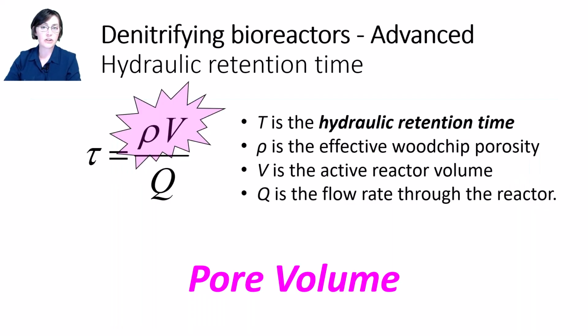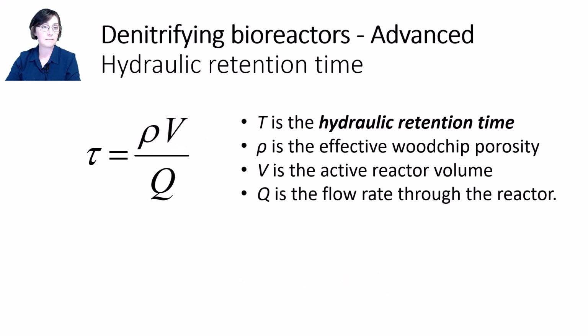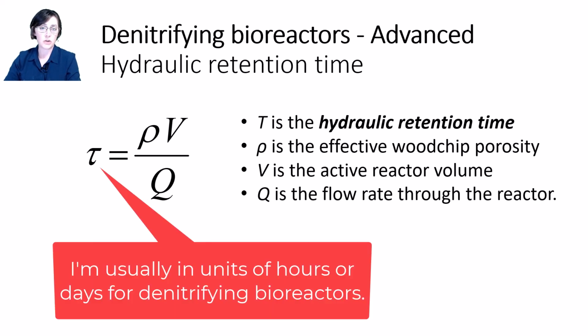In the HRT equation, you only use the saturated depth because that's the only depth that's actually contributing to flow treatment. You'll note that the numerator of porosity times active volume ends up being the pore volume, which is the total volume of all of the pores in that given space. In the denominator, Q is the flow rate through your bioreactor. This is usually in liters per second or gallons per minute. Just make sure your units cancel out right because we normally talk about retention time in hours or sometimes days.